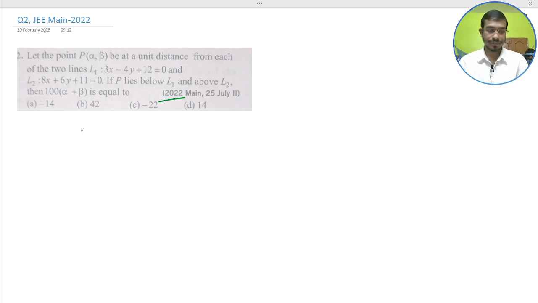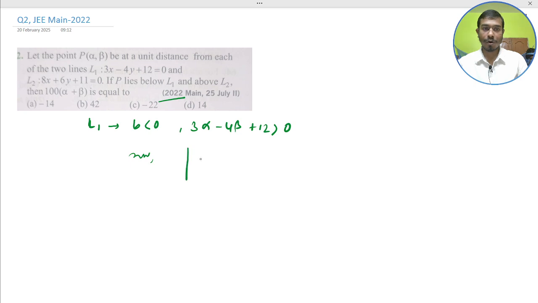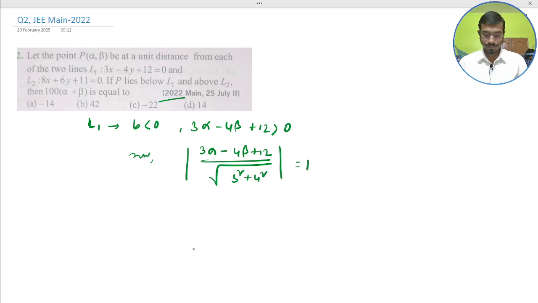So line 1, b is less than 0. That means 3 alpha minus 4 beta plus 12 greater than 0. Now, mod of 3 alpha minus 4 beta plus 12 by square root of 3 square plus 4 square, mod, this is equal to 1, or it would become 3 alpha minus 4 beta plus 7 equal to 0, equation number 1.